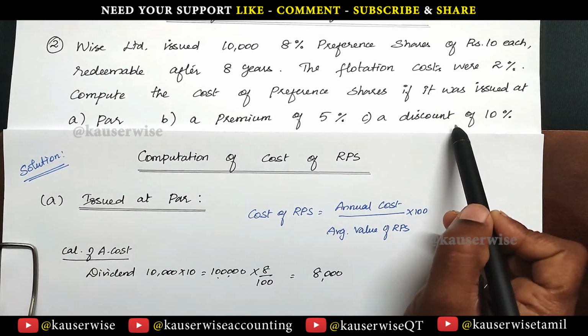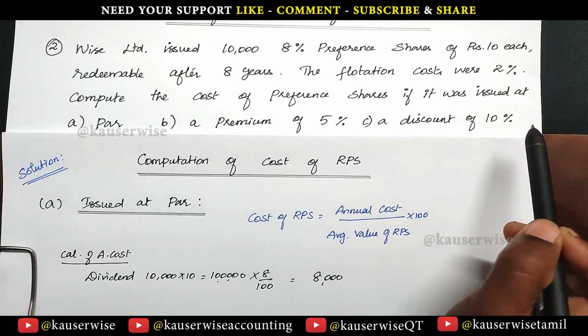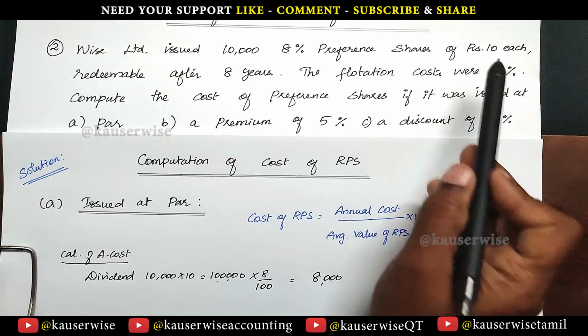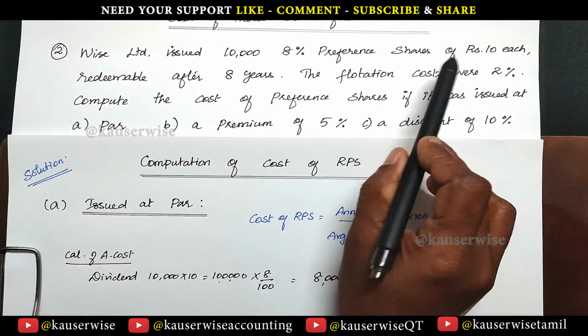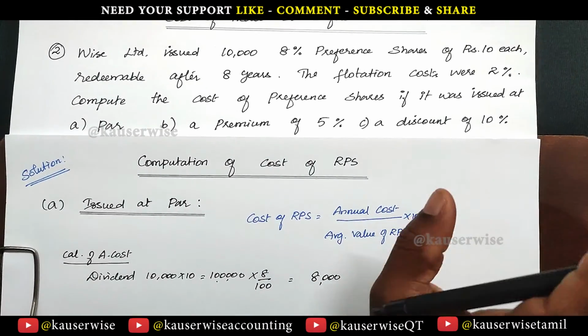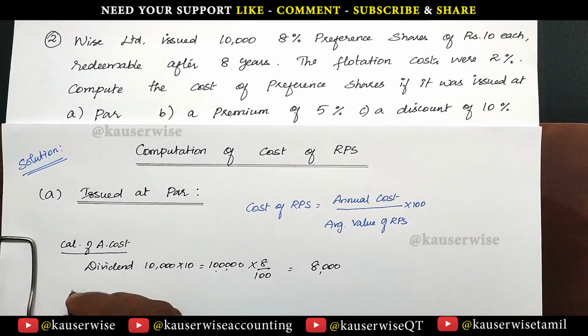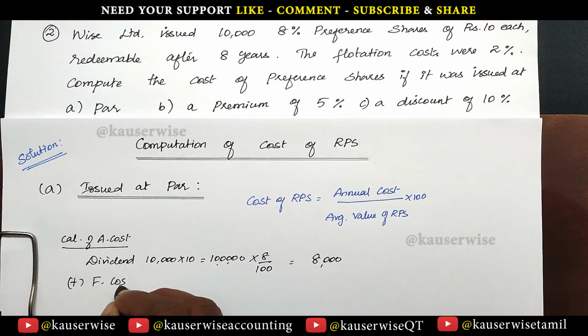The third case is issue at discount. In that case, issue price is 90,000 because of 10% discount. Face value is 1 lakh, issue price is 90,000. In that case, we have to consider face value. Whichever is higher will be taken into consideration for flotation cost. The next one is we need to add flotation cost per annum.